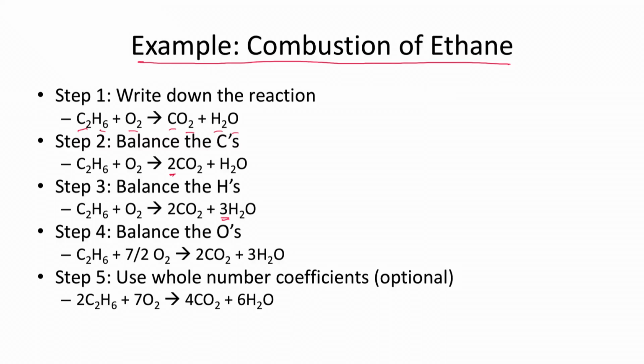Now the thing that's left over is the oxygen. Okay, so on the left side, I have 2 O's. On the right side, I have 4 O's from here. 2 times 2 is 4. And 3 more here, right? 3 times 1 is 3. 4 plus 3 is 7. So somehow I have to make 2 equal to 7, right? How the heck do I make 2 equal to 7?